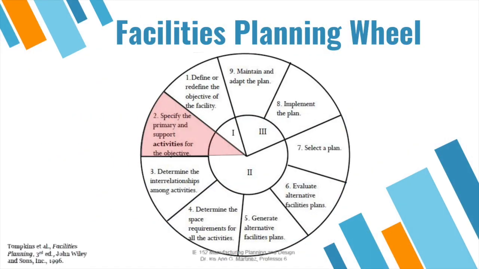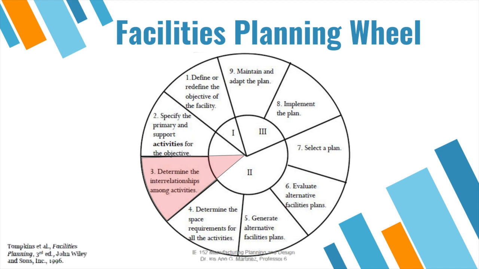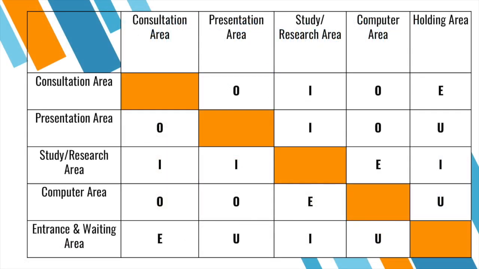Step 2. The lab should consist of the following areas: the consultation area, the presentation area, the study, research, and collaborative area, the computer area, and the entrance and waiting area. Step 3. For the relationships with one another, we have provided a relationship table, where the computer area and study area should be placed close to each other. While the consultation area may be placed near the entrance. Meanwhile, the presentation area should also be in the back of the room to preserve the privacy of the clients. And common circular tables can be provided for all activities.